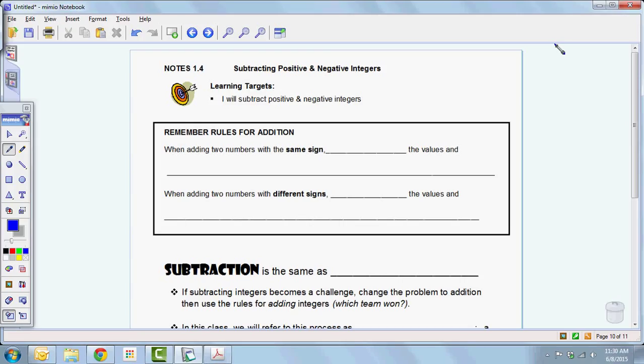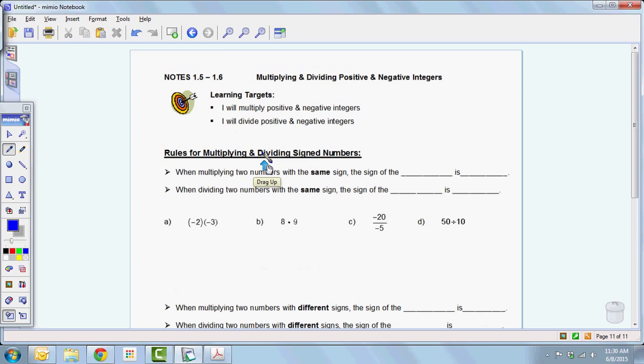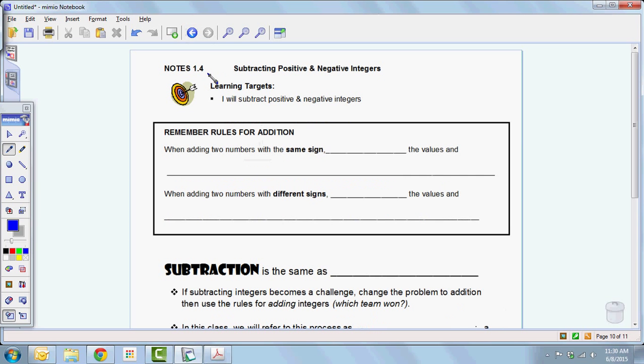Alright, guys, today we're going to be talking about 1.4, and you're going to be subtracting positive and negative integers. In our last section, we talked about how to add them, so we're just going to recap real quick. If you don't need my help, if you remember this, you can just pause me right now and write this in yourself. You can look back at your notes from the other day.